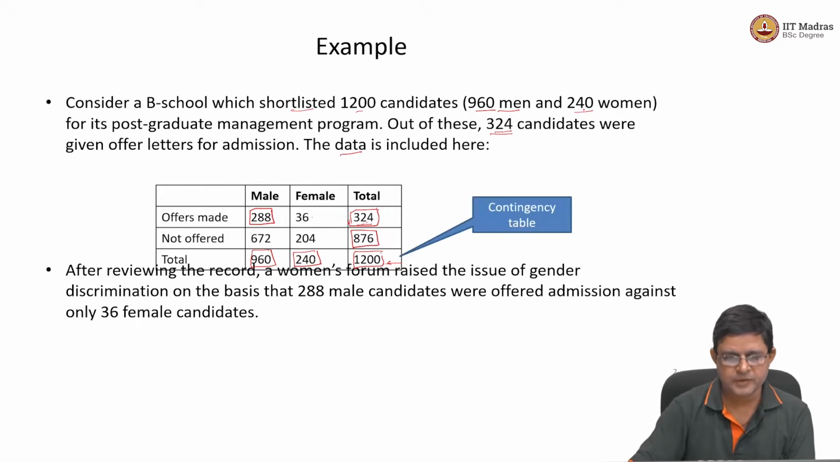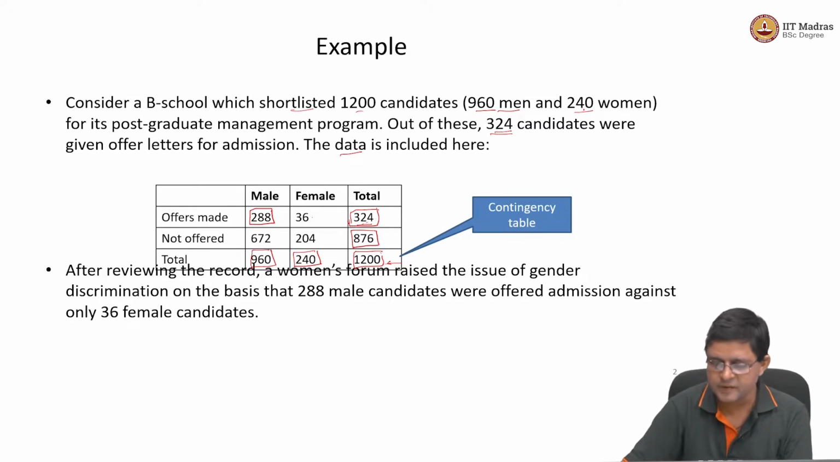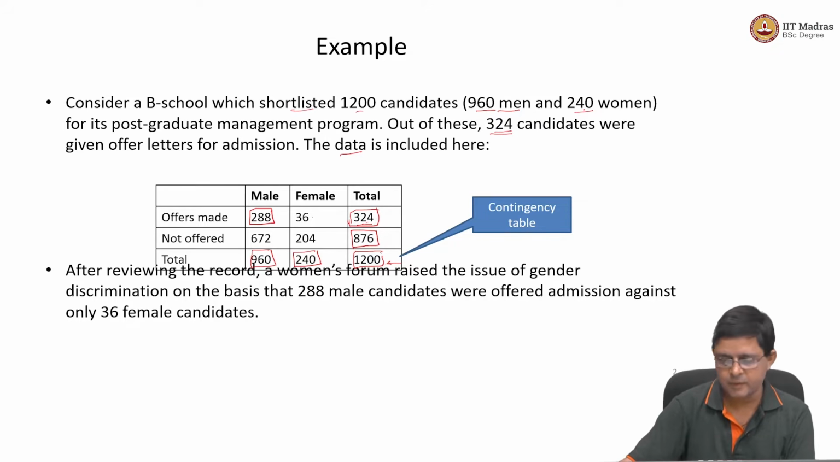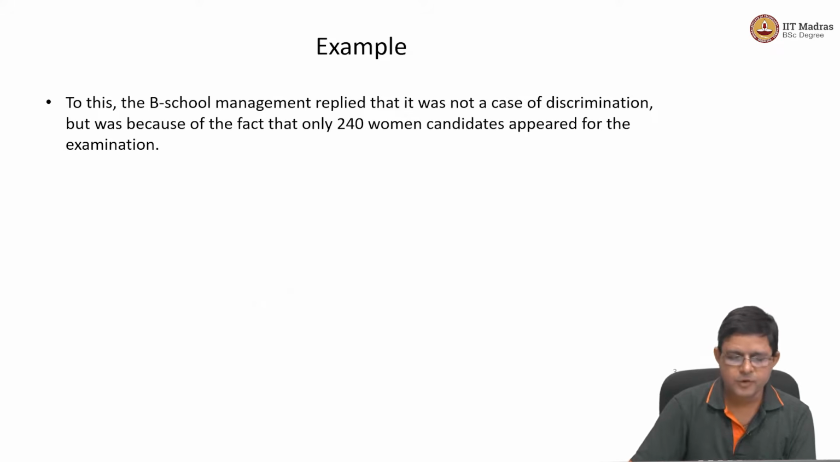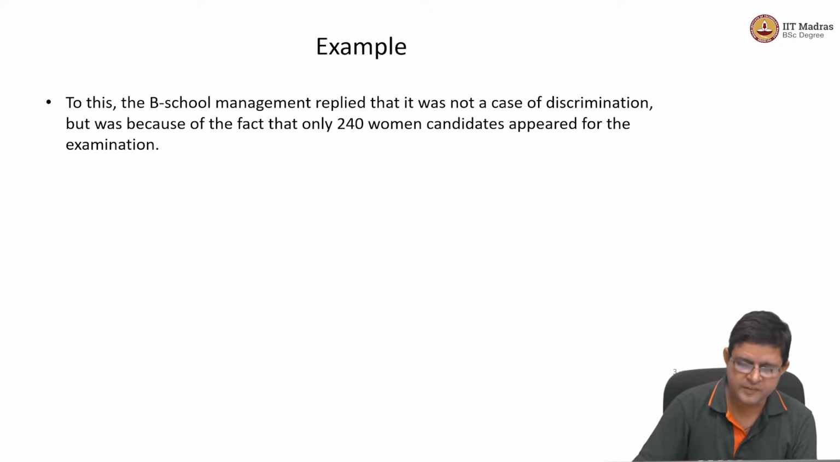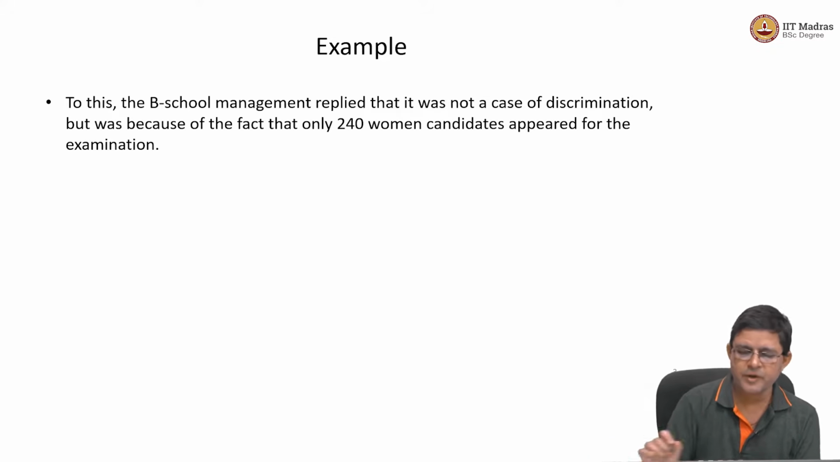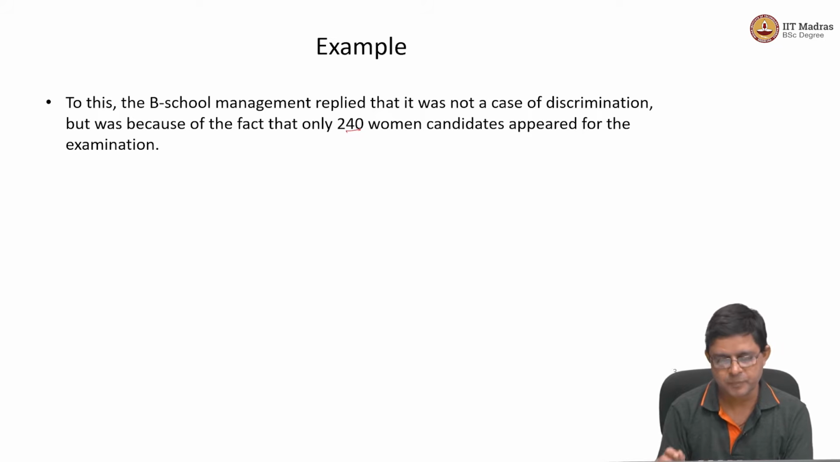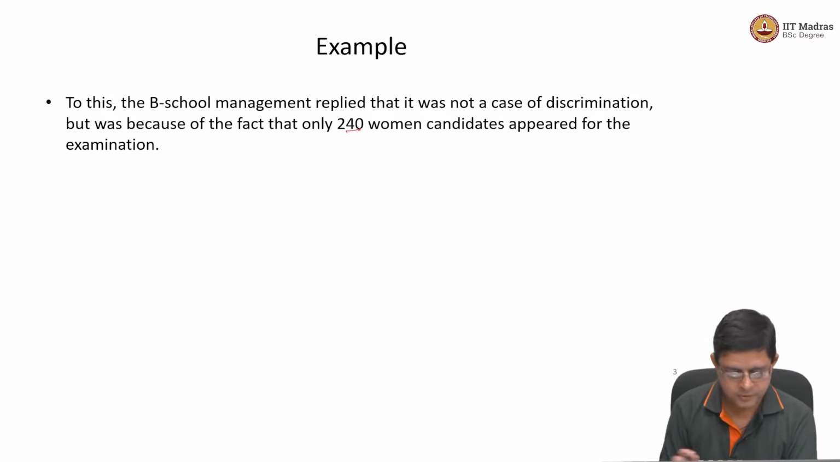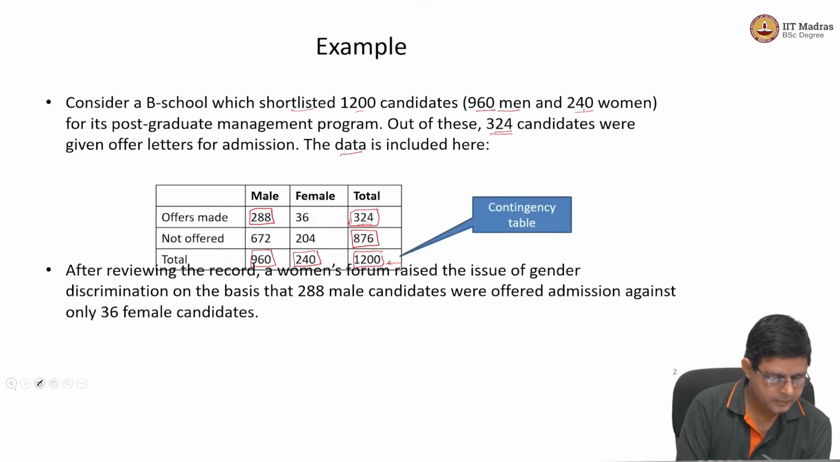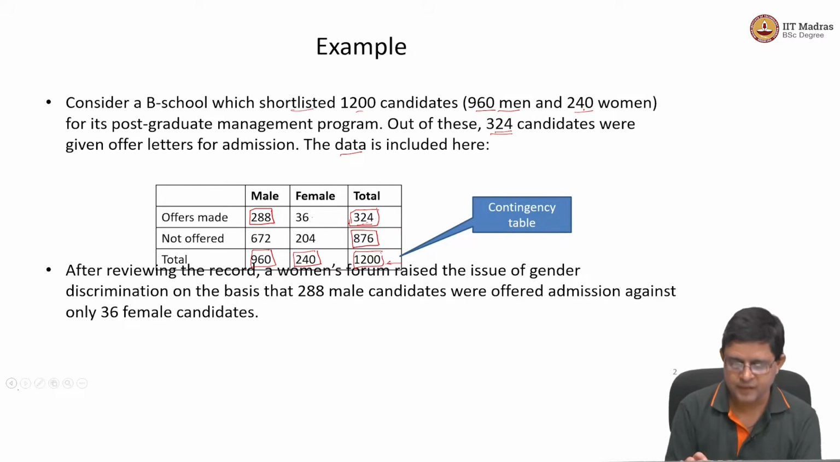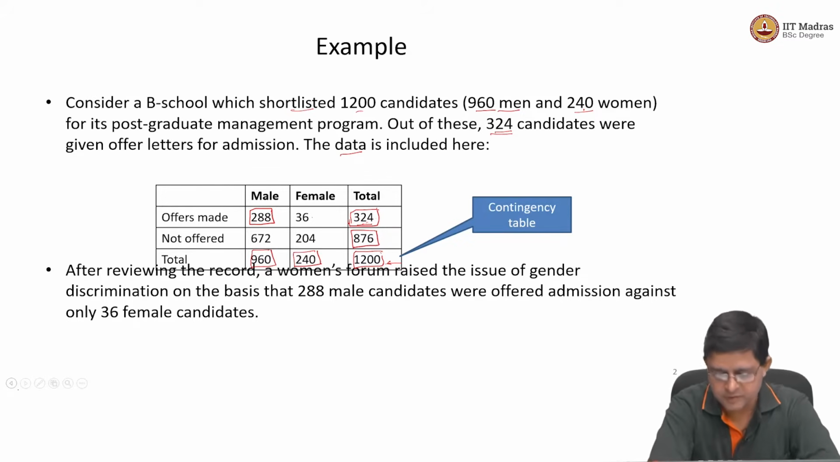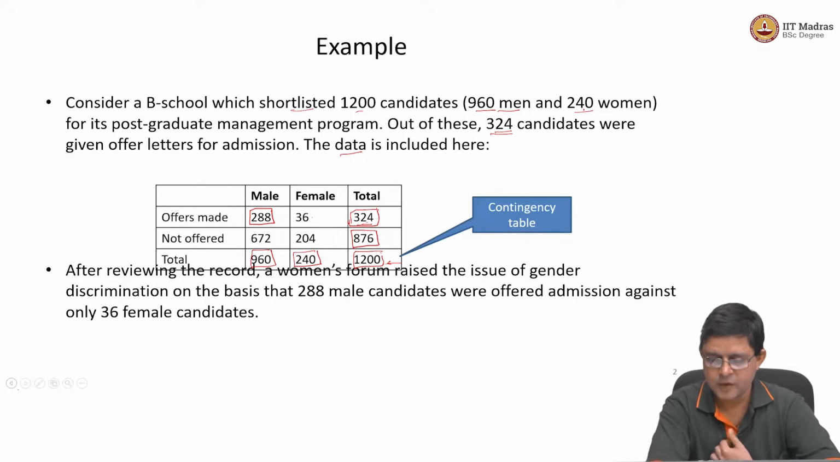As I said, this kind of table is called a contingency table. The B school responded that there is no discrimination here. This purely happened because there were fewer female candidates who were shortlisted, and therefore, they appeared for the selection process. Now, as a data analyst, how are you going to analyze this data? A few things to be noted about this data. Once again, this is toy example data.